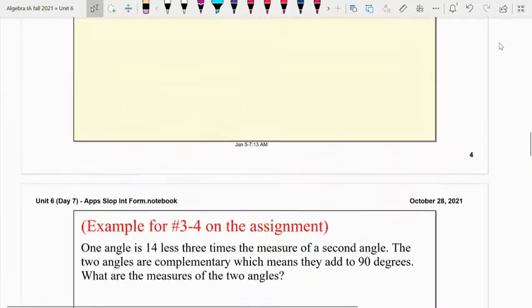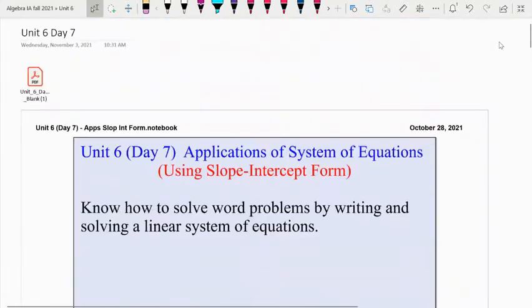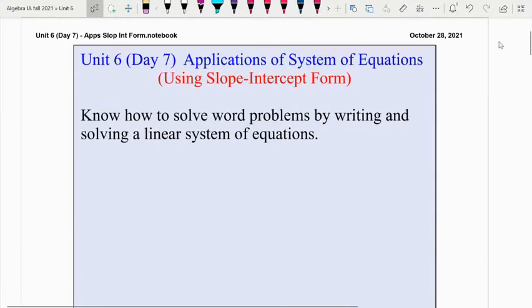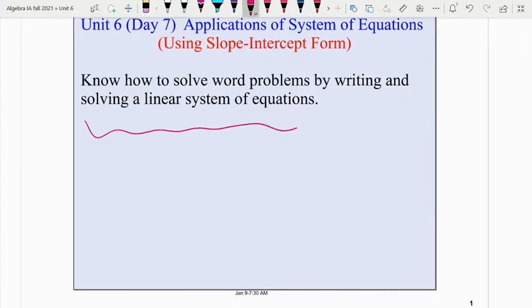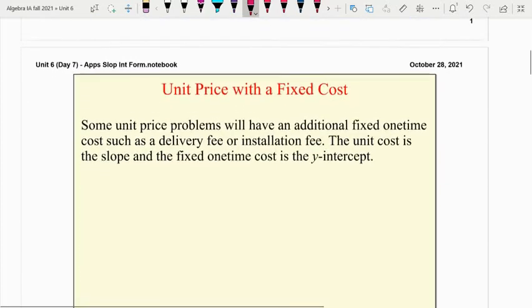Hello, and these are the notes for Unit 6, Day 7. Application of systems. We're going to solve word problems by writing and solving a linear system of equations.